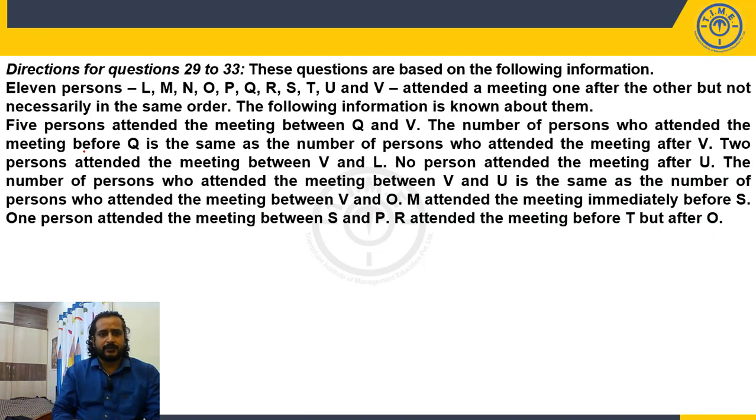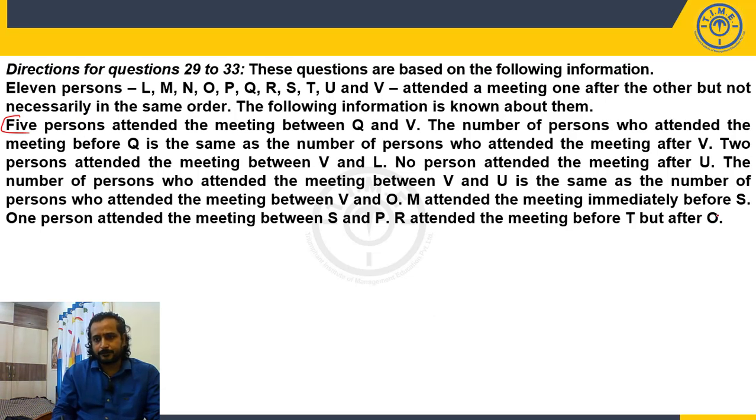Now look at the first puzzle, comparisons, which we discussed and thought of as an easy one. 11 persons L, M, N, O, P, Q, R, S, T, U, V attend a meeting one after the other, but not necessarily in the same order. The following information is known about them. So what we have to decide with the help of the clues is who is the first person to attend the meeting, who is the second, and so on. I have copied the same information in the next slide.